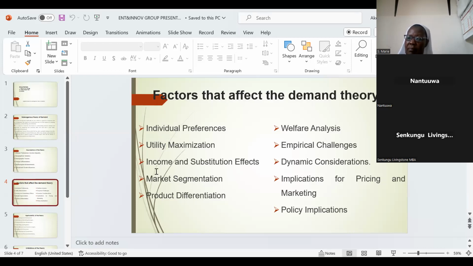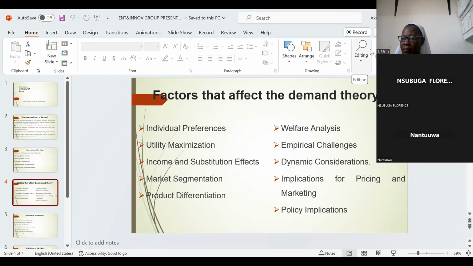Then we go to market segmentation. The theory suggests that markets can be segmented based on consumer preferences. This segmentation can be based on demographics, geographical location, or psychological characteristics. Product differentiation. Firms can exploit heterogeneity in demand by offering differentiated products to cater to various preferences.